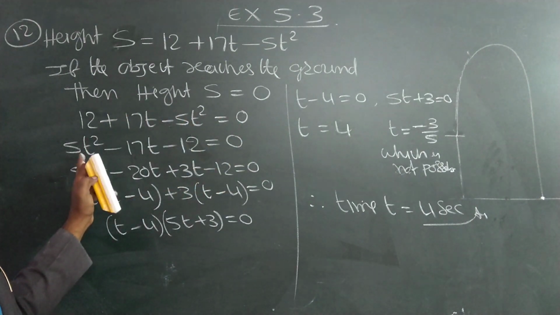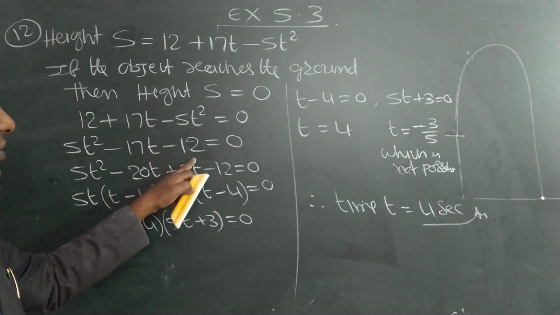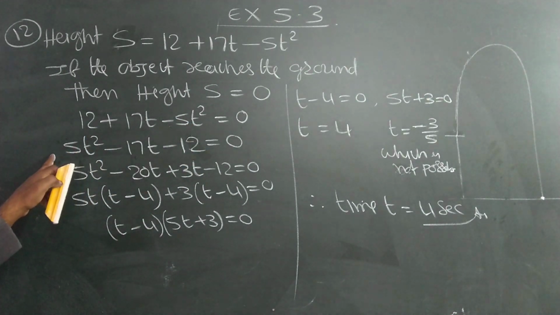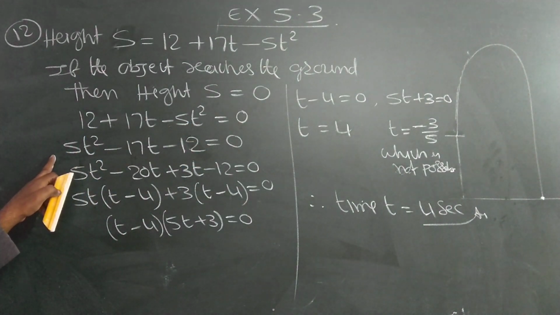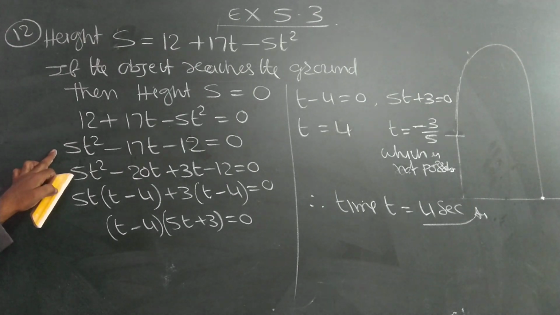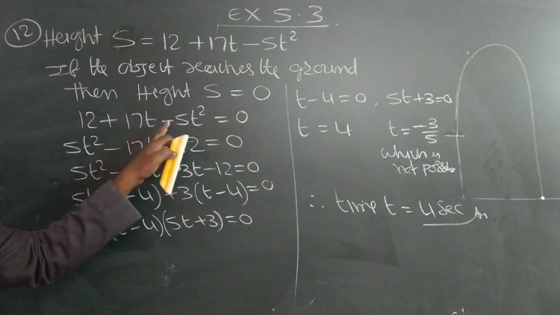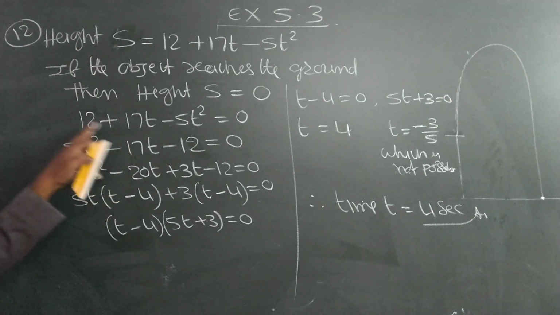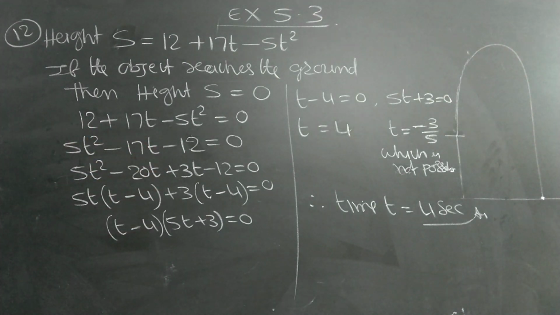Generally we write t square in the beginning, next to t, next to constant. So to write it in the beginning, if it is a minus sign we may get confused because generally first term we keep always positive. So multiply with minus. This is minus into minus plus, minus into plus minus, minus into plus minus. Solve.